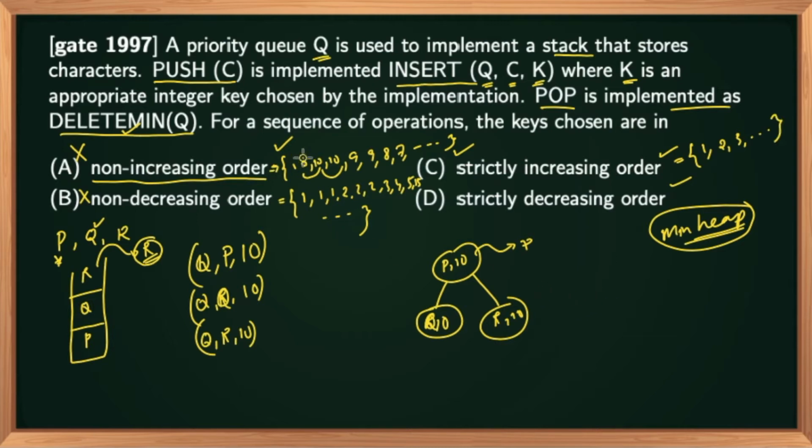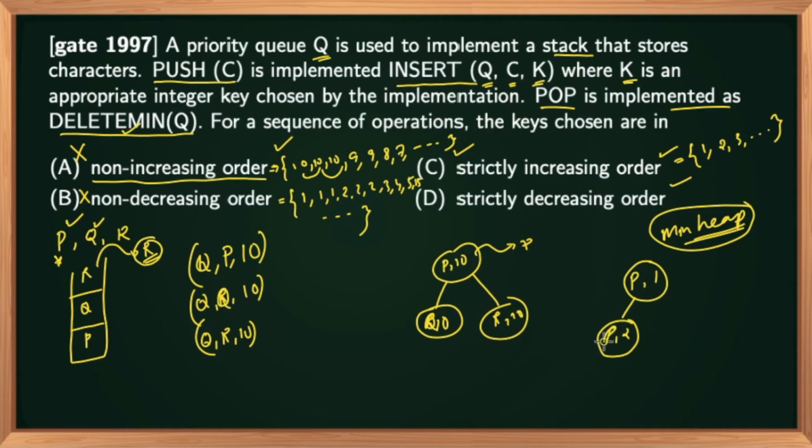Then we have a min priority queue. So the first element we are inserting is P, so we'll have P and 1. 1 is the key. Then the next element is Q, so we are inserting Q, comma 2, right? It is a min priority queue, and the condition is that the children should have value greater or equal to the parent. So that is satisfied.